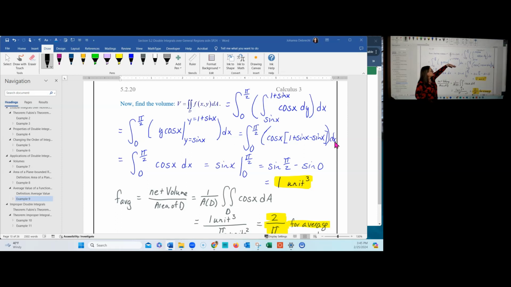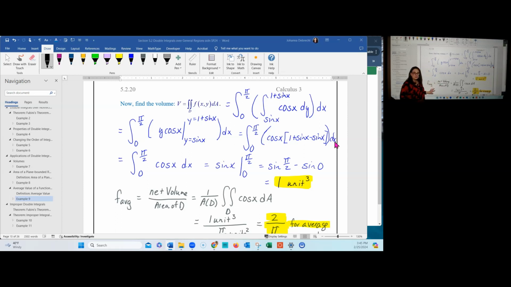Then I evaluate that between sine x and 1 plus sine x, and again, the sine x's cancel. That gives me 1 times cosine x, or simply cosine x as the new integrand for the outside integral. This will give me the integral from 0 to pi over 2 of cosine of x dx. The integral of cosine is sine of x, and evaluated between 0 and pi over 2, I get 1 cubic unit. In other words, between the cylinder, which is cosine of x, and the xy plane, I have a net volume of 1 cubic unit, 1 in each of the dimensions.